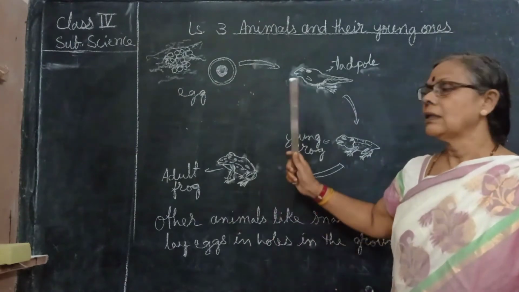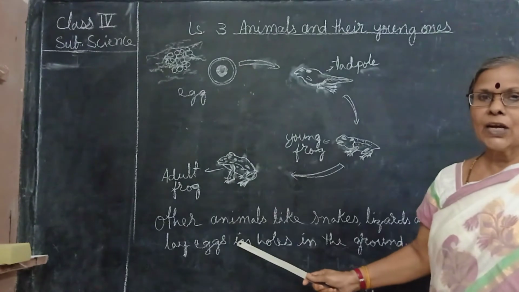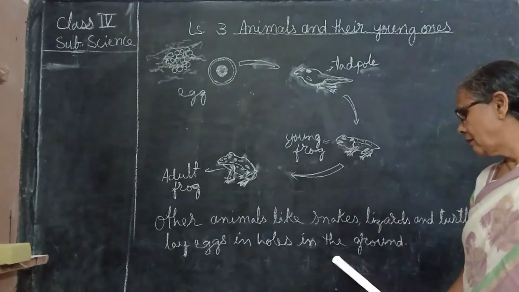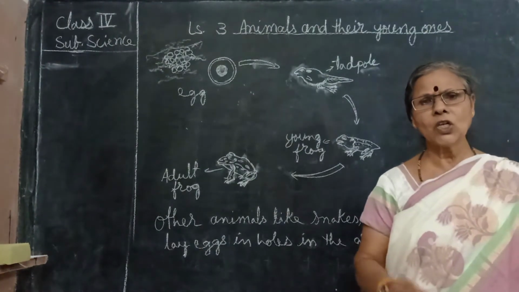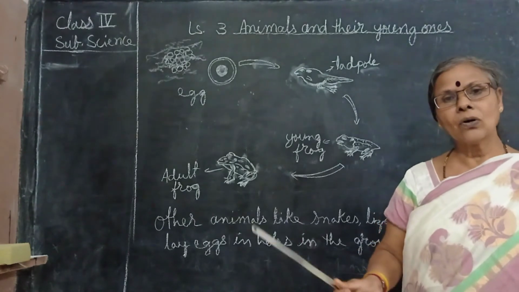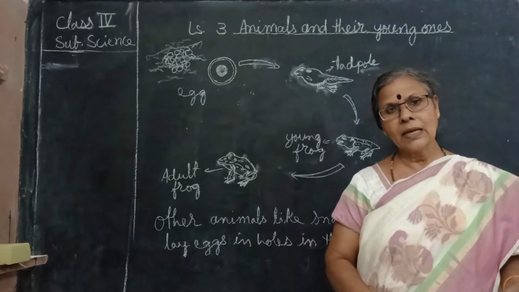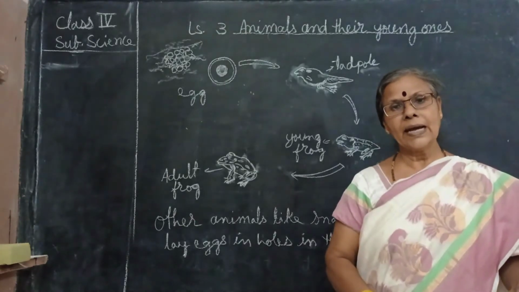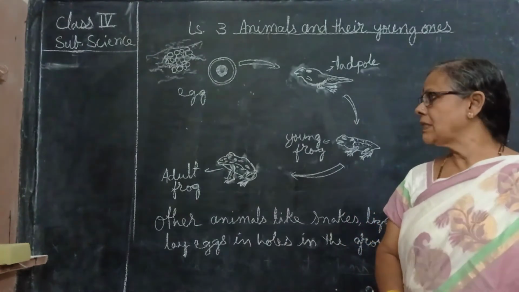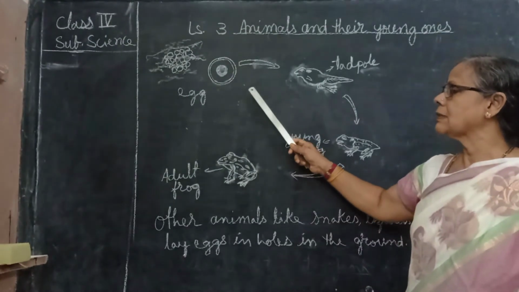So like that, not only a few animals lay eggs. Even the snake also lays eggs, and lizards also lay eggs. Small eggs are there. They lay eggs somewhere in the corner. These eggs get warmth from the sun and the eggs hatch out into babies. Once again, I'll explain this to you.